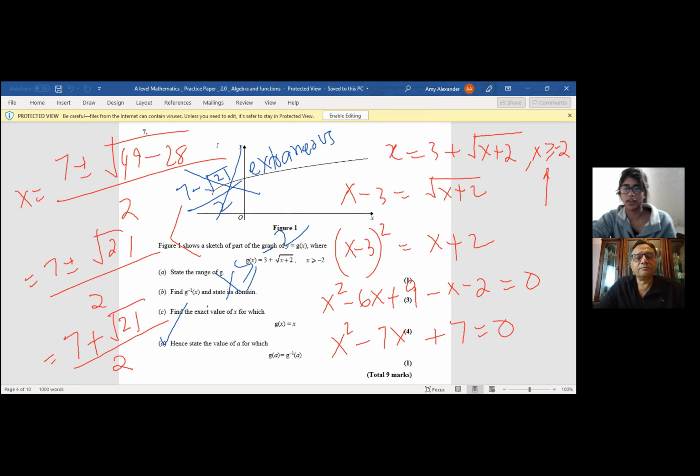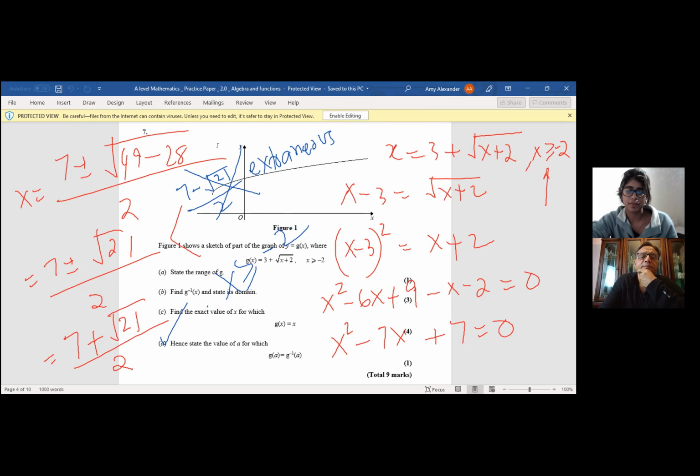Sir, just a quick thing. I checked the answer for 7 minus root 21 over 2, and I got 1.28. It's a positive answer. Oh, is it a positive answer? That was misleading because you would think it would be negative. I think both are positive.